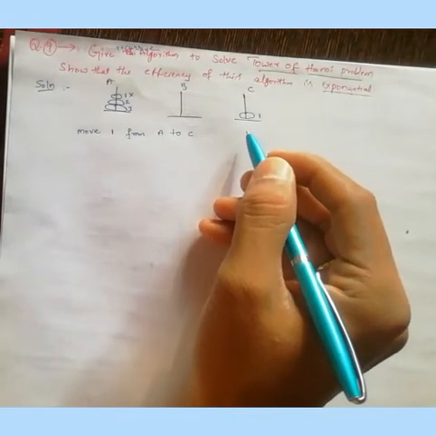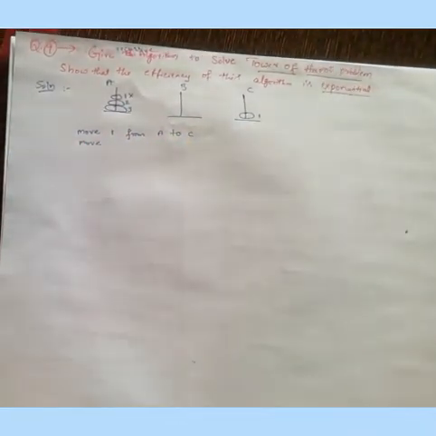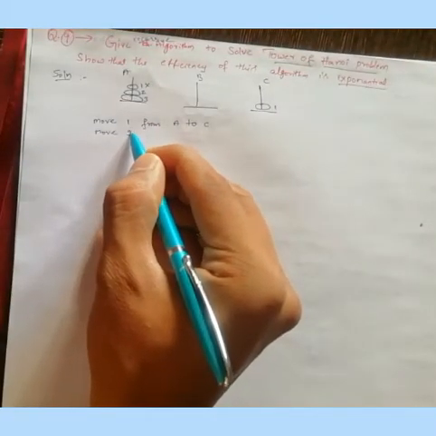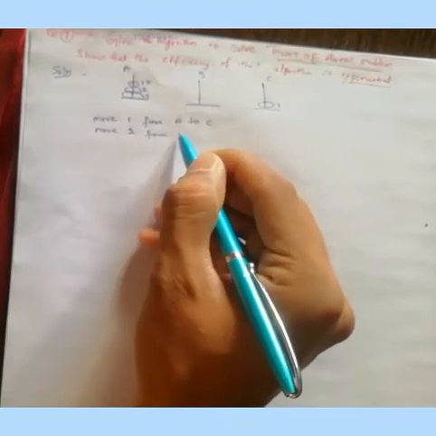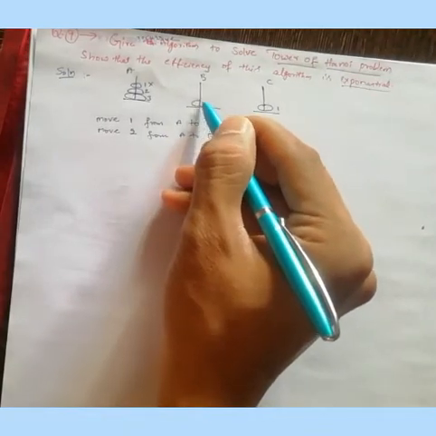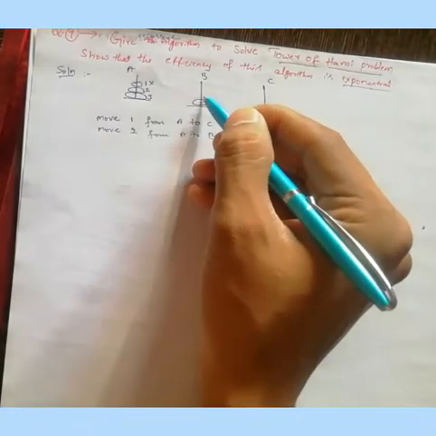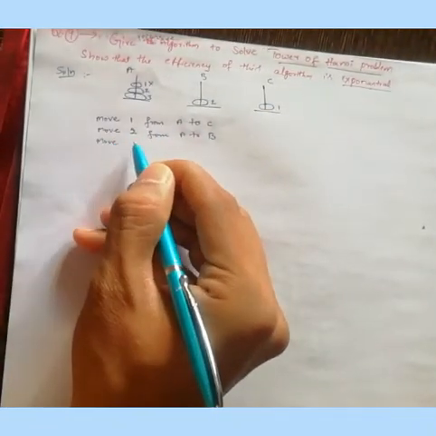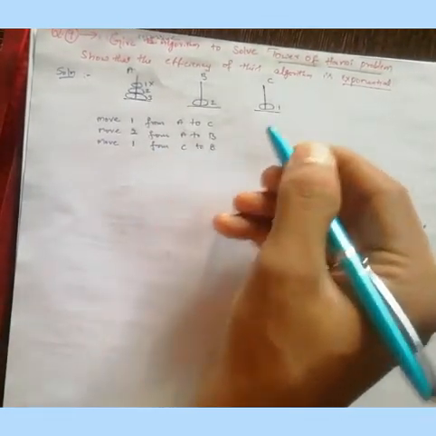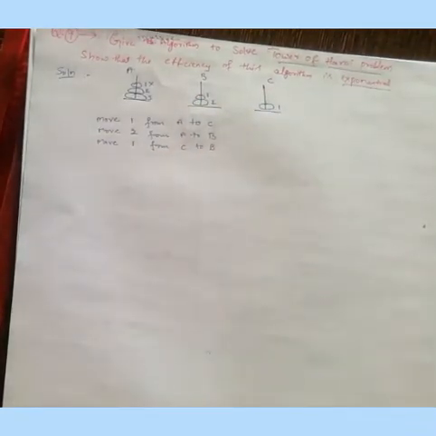Next, the second disk I will move to B. Move disk 2 from A to B. That means the second one will come here. Next, the first disk I can place over 2. Yes. Move the first disk from C to B. So here I can place 1. Yes, this is okay, no problem.